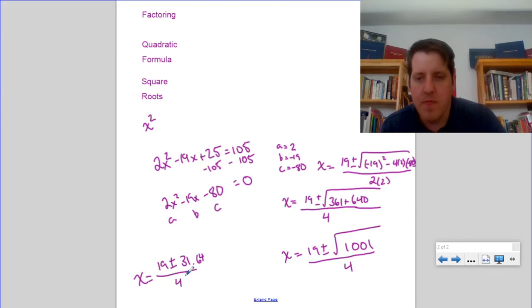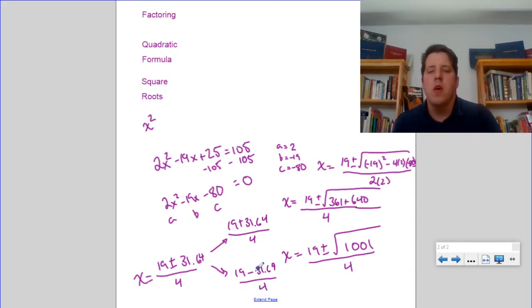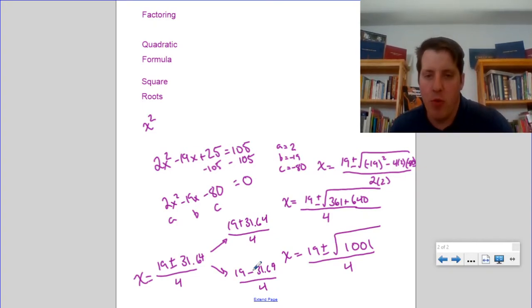all over 4. And the way you simplify that down is you break up the plus or minus, just like we did in our last problem. 19 plus 31.64 over 4, and 19 minus 31.64 all over 4. The way that you simplify these is you do 19 plus 31.64, then divide that by 4. 19 minus 31.64, then divide that by 4.